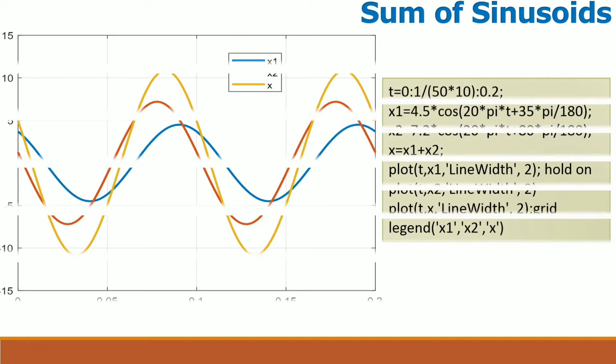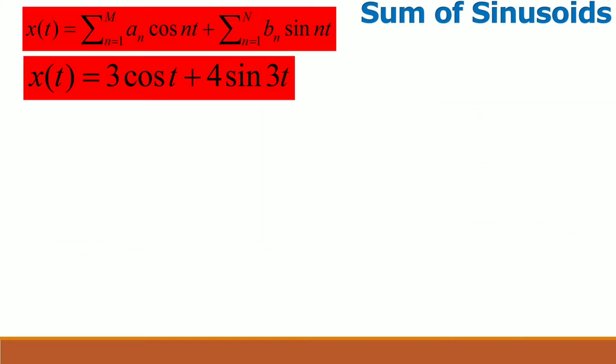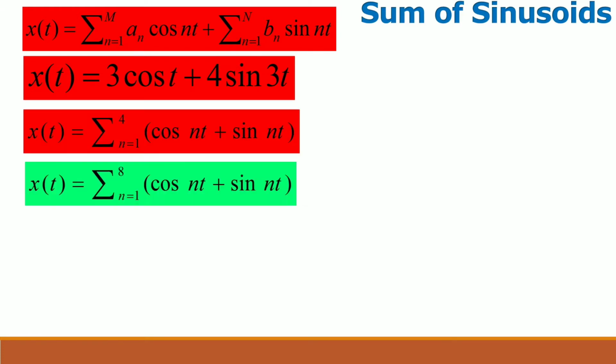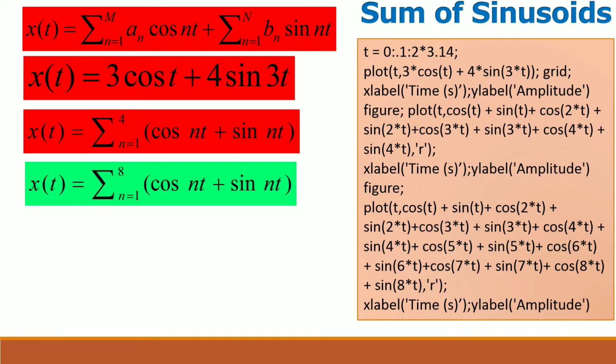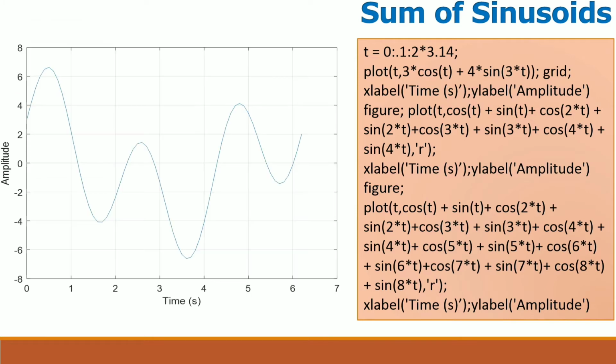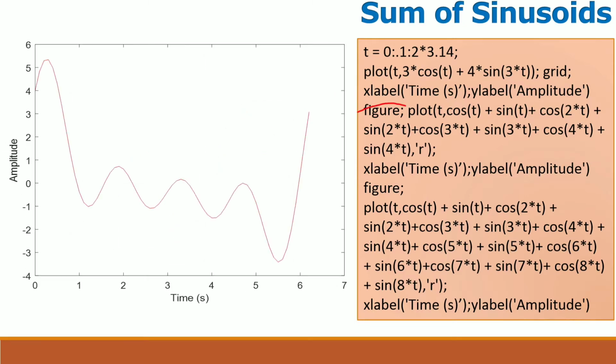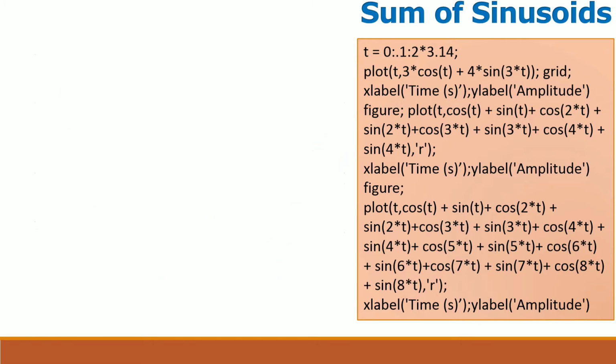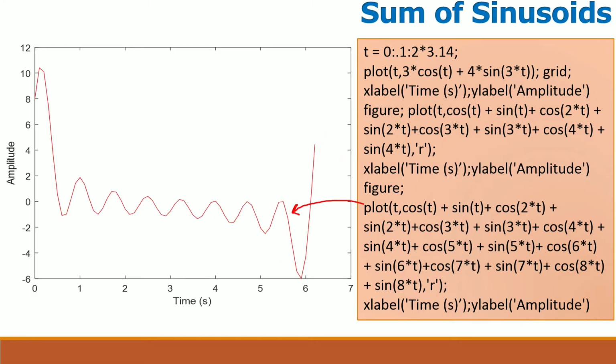We can generalize the summation through a relation as shown. An elementary case could be to simply have the sum of 2 sinusoids as shown previously. Next we show a plot for the case of x of t equals 3 cosine of t plus 4 sine of 3t. In the last 2 cases, a_n equals b_n equals unity. Please see that amplitude and the peaks of the resulting sums.